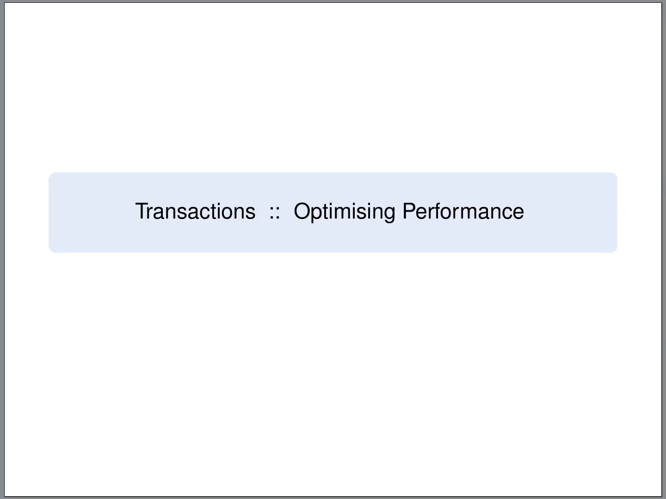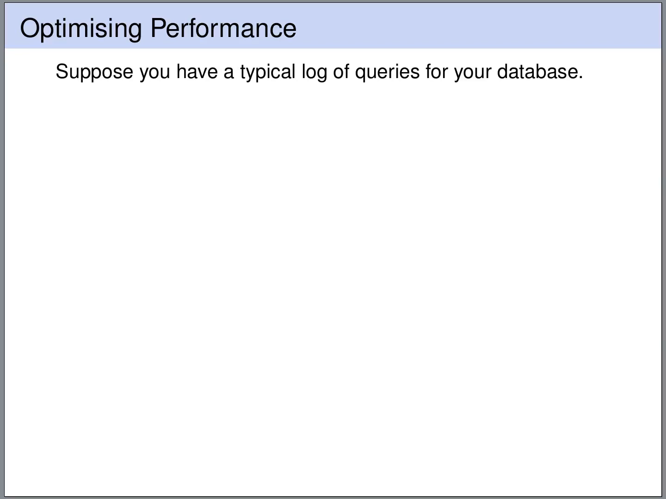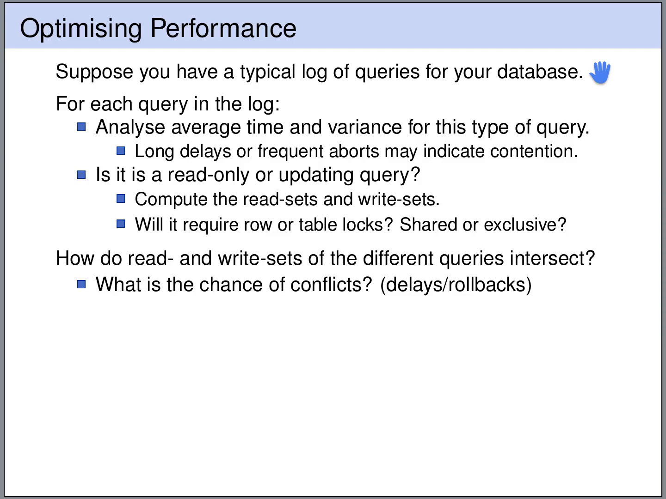Let's have a look at what we can do to optimize the performance of our database system. First of all, in order to analyze performance problems, we have to enable logging in our database management system. So let's assume that we have a typical log of queries for our database. Now, for each type of query in this log, we analyze the following.